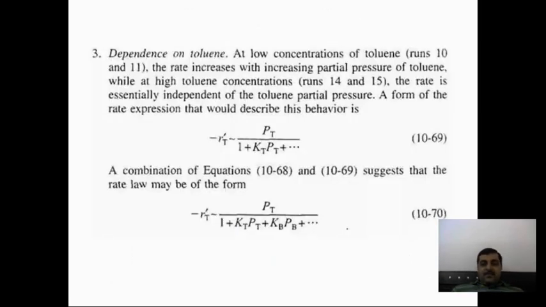This can be represented, as we already know, by an expression like Pt upon 1 plus KT Pt, where at a very low value it will be directly proportional, and at a very high value the 1 will get cut and you will have independence. So now combining my previous rate law expressions, I have a relation with toluene, Pt upon 1 plus KT Pt, and this is for benzene. For methane, we don't have any dependence.